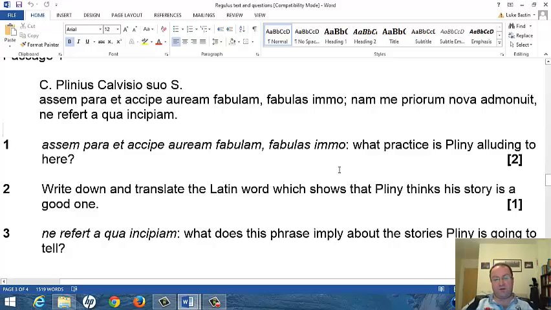Let's go through these questions very, very quickly. Assem para accipe, what practice is Pliny alluding to here? Well, he is alluding to the practice of paying for storytelling. Storytelling in the kind of mythical, magical sense. What the Romans did is in the fora and in and around Rome, they very often paid pennies to hear somebody tell them a story in public.